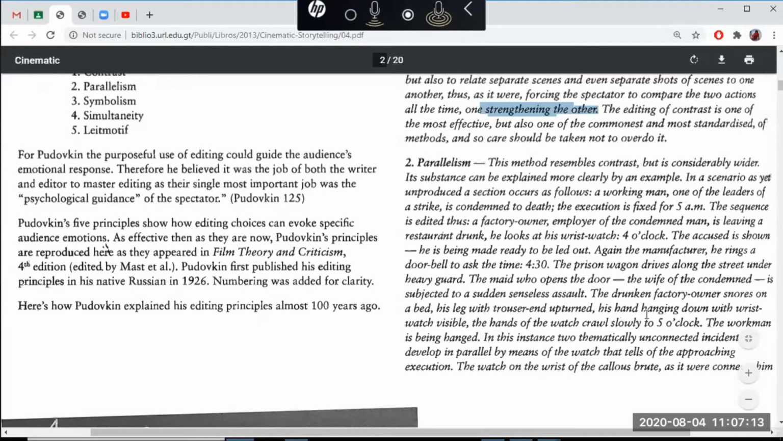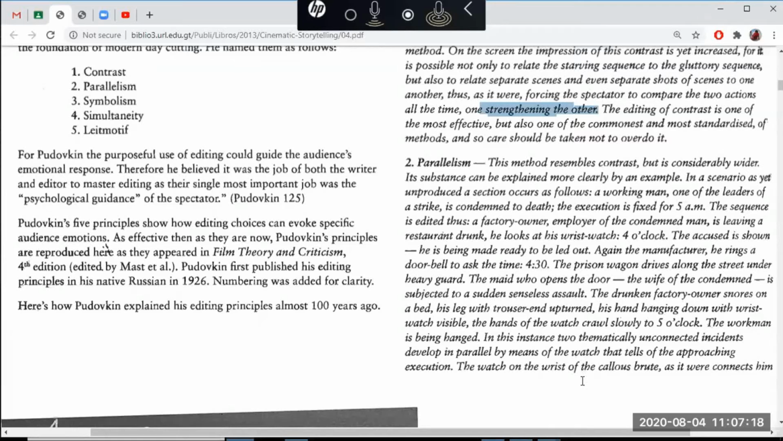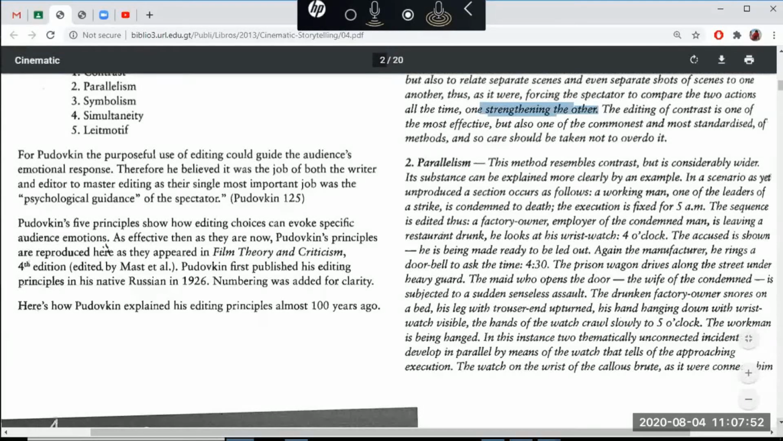trouser upturned, with his hand hanging down the bed, and the camera actually moves to the watch on his wrist, and you see 5 o'clock on the watch, and this scene is intercut with the man being hanged at 5 a.m. So basically, the two incidents are intercut, in one of which a drunk factory owner reaches home, lies down on his bed, and goes to sleep, and the factory worker actually faces the death sentence at the same time.